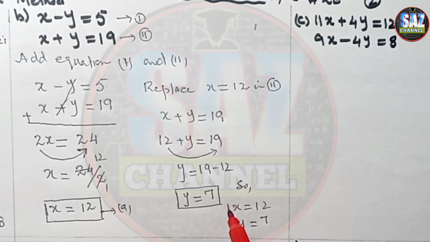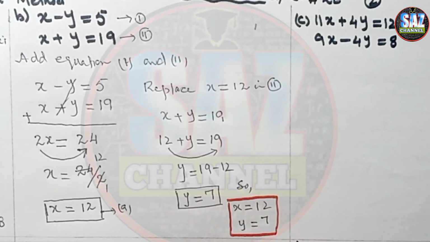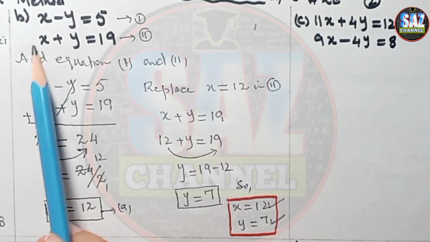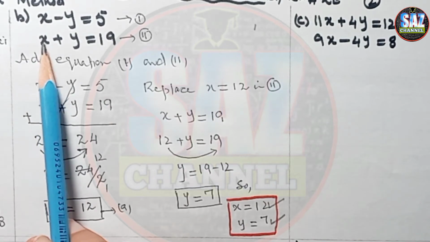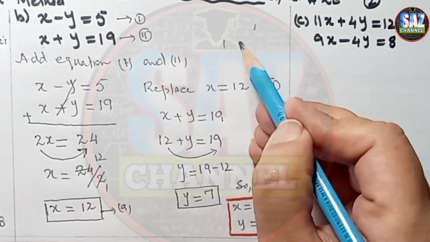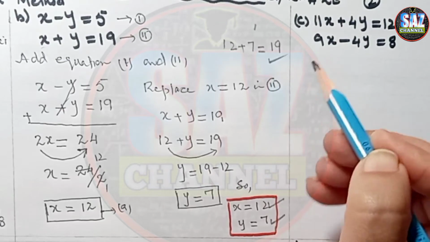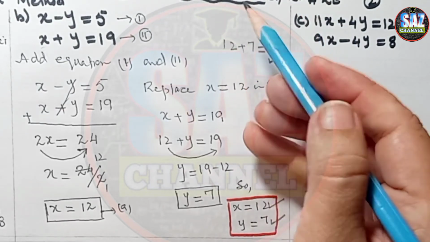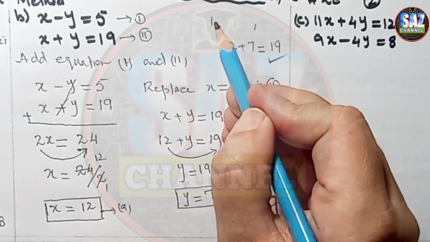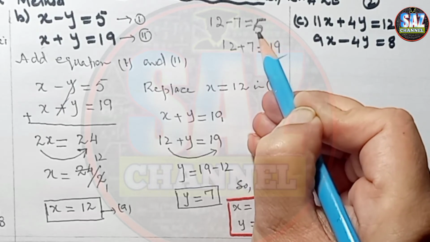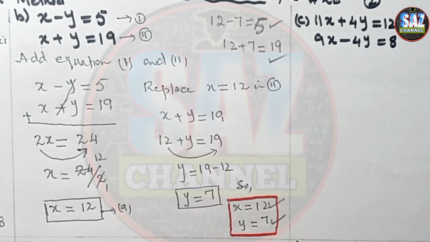And if you want to check whether your answers are correct or not, you can replace the values that you are getting in this question in any one of the equations. Suppose I replace x equals 12 here: 12 plus y, which is 7, gives me 19. So this equation is true. And if I replace the value of x in equation 1, that is 12 minus 7 equals 5. So it means the values that I'm getting satisfy both the equations. So my working is correct, my values are correct.